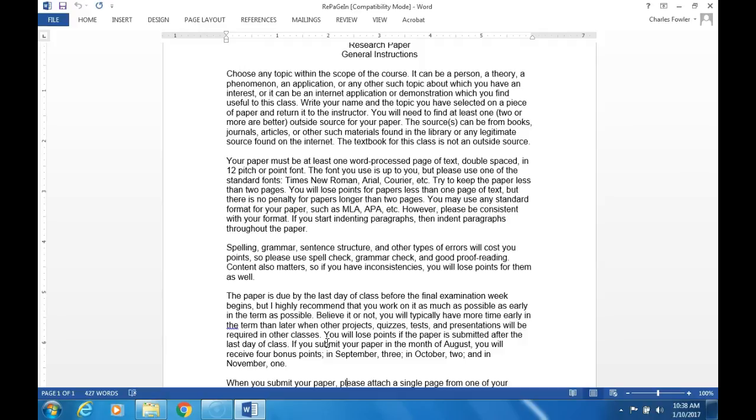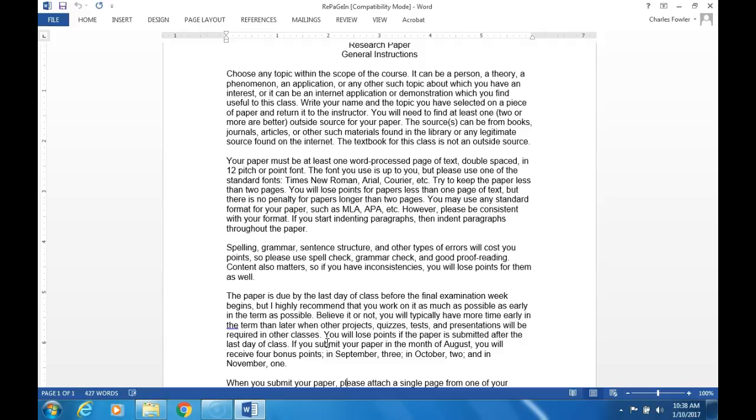Your paper must be at least 1 word processed page of text. Now notice I got several things in there. I don't want a handwritten paper. I don't even really like a typewritten paper. I want a word processed paper. You can make corrections a lot better with that, and it looks a lot neater. It's professional looking.